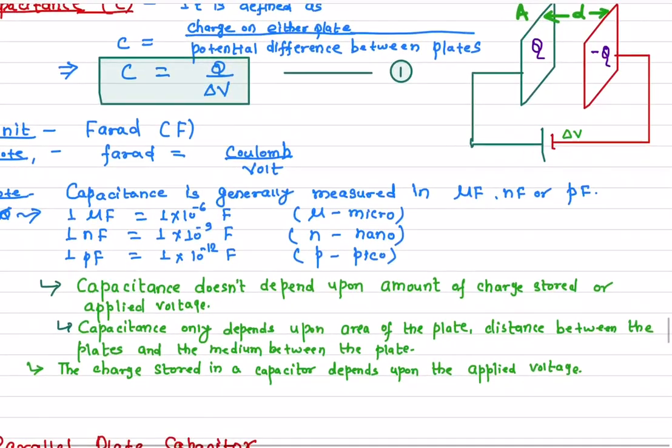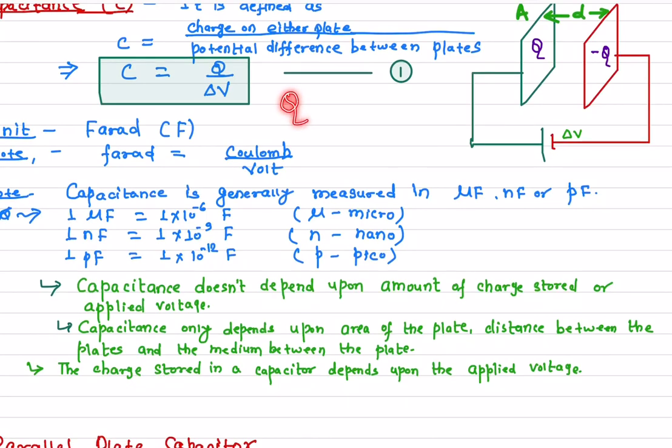But the amount of charge stored, if I look at this equation, what does this equation tell you? Q is equal to C times delta V. So that means the charge stored on a capacitor depends upon the applied potential difference. That's what I have written here. The charge stored in a capacitor depends upon the applied voltage, but the capacitance does not depend on the applied voltage. Only the charge stored depends on it.